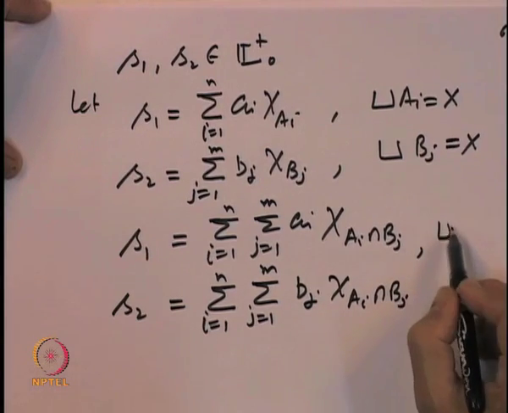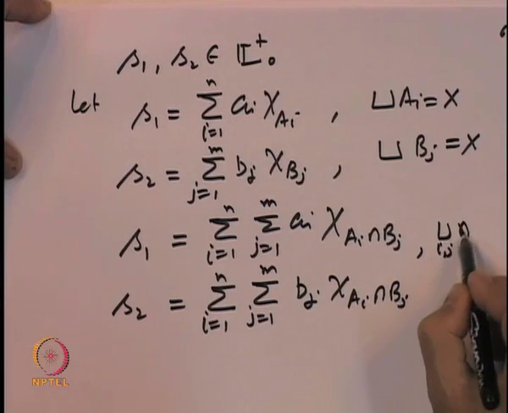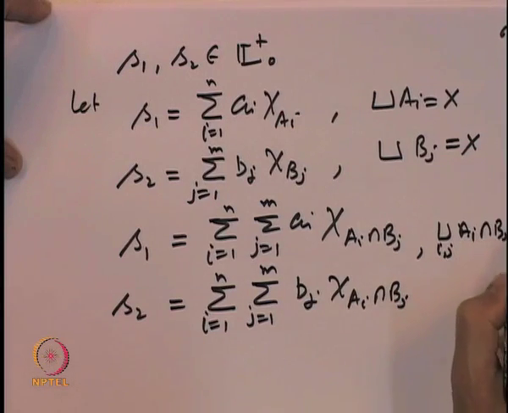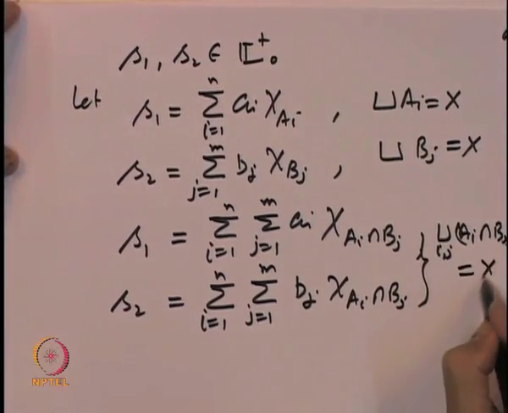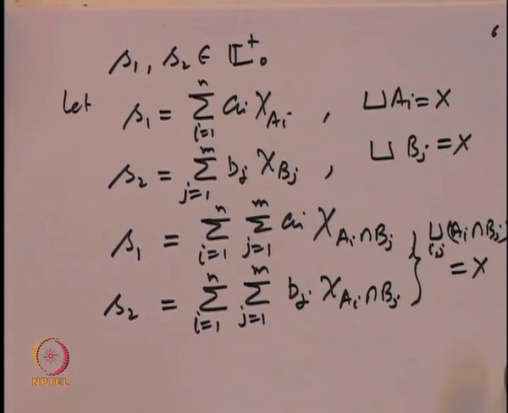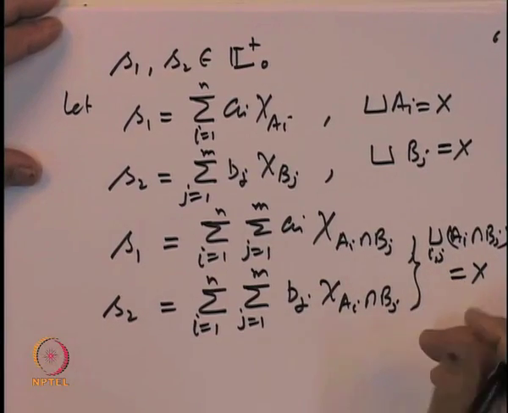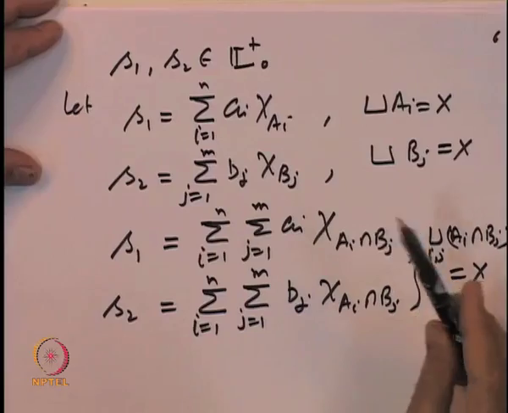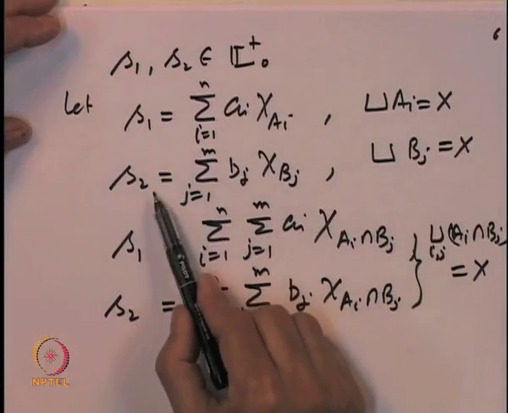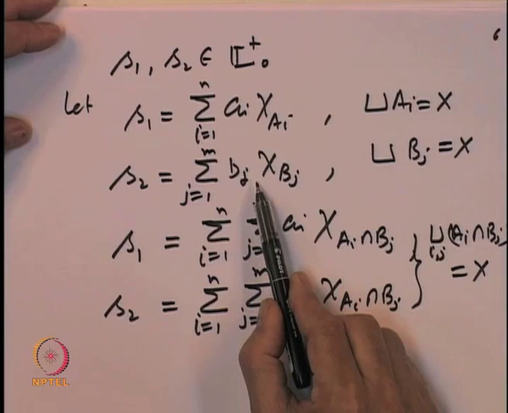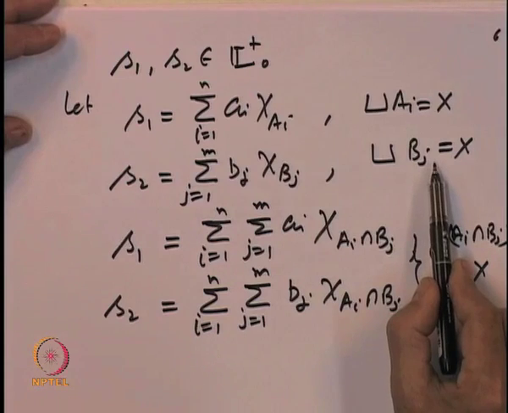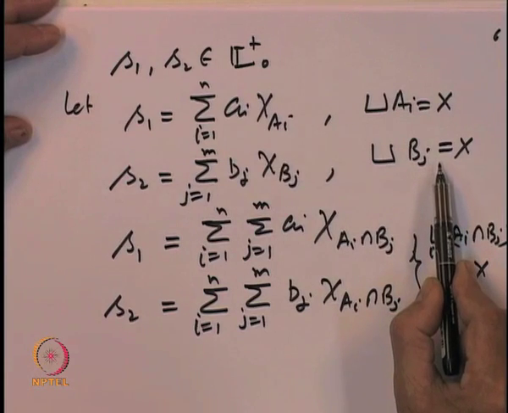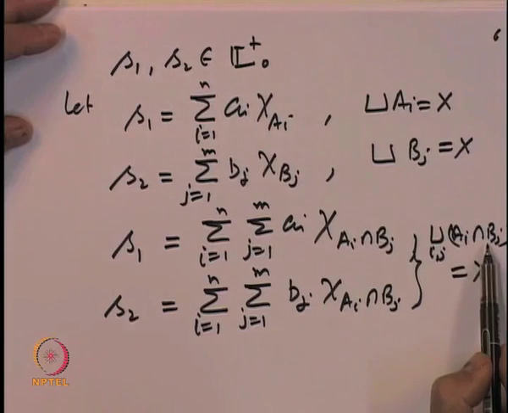Now, here note that the union over I and j of A I intersection B j is a partition of the whole space. So, that is equal to X. This is the point to be noted, that whenever you are given two functions S 1 and S 2 with two representations which involve some partition A I and partition B j, then we can bring them to a common partition, namely A I intersection B j.